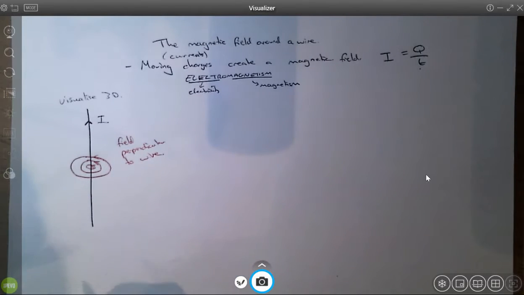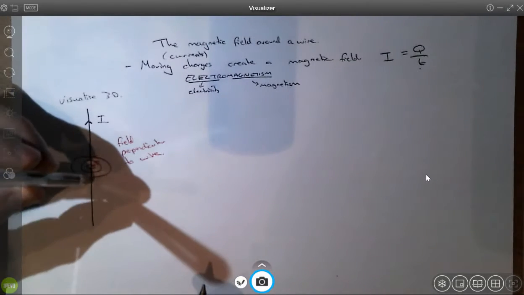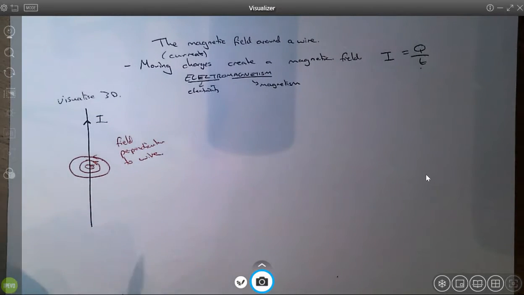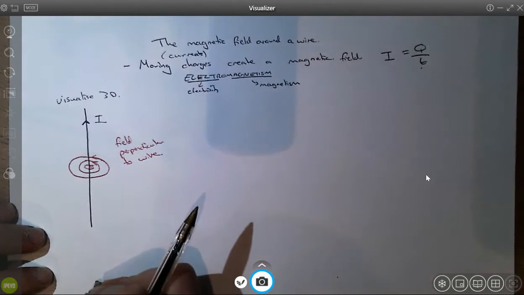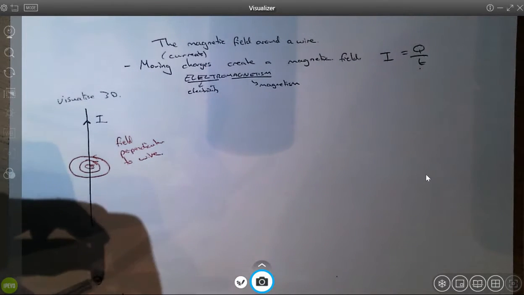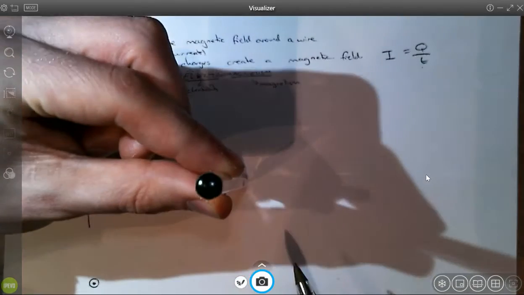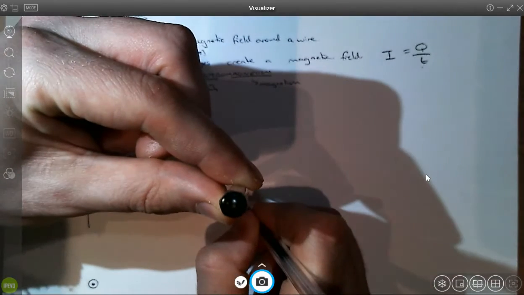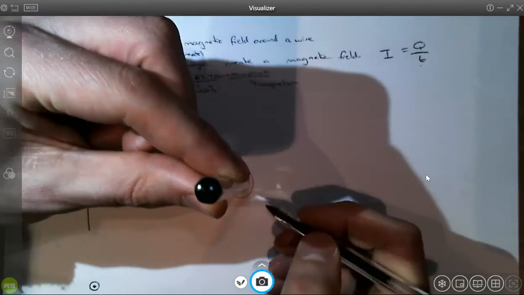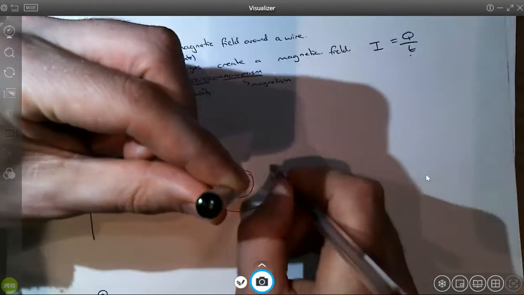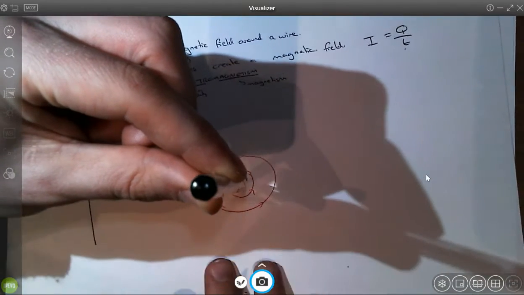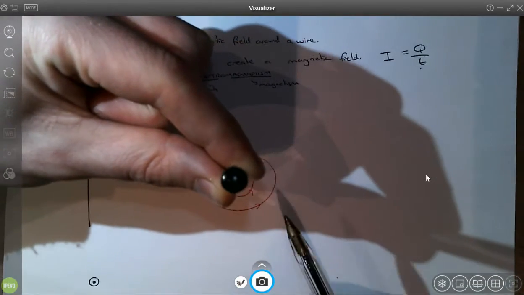So what you have to imagine is the wire is maybe coming out of the page, all right? And if the wire is coming out of the page like this, then the field is around it like this. Okay, so it might be useful to do this.